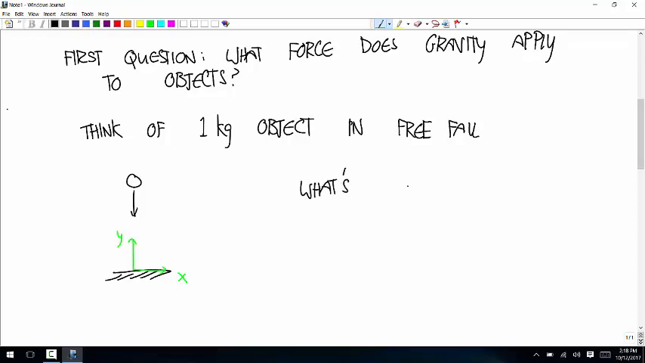The acceleration of the object would be straight down, which is in the negative y direction. So 0, negative 9.81 meters per second squared. And then the mass, we already said, is 1 kilogram.